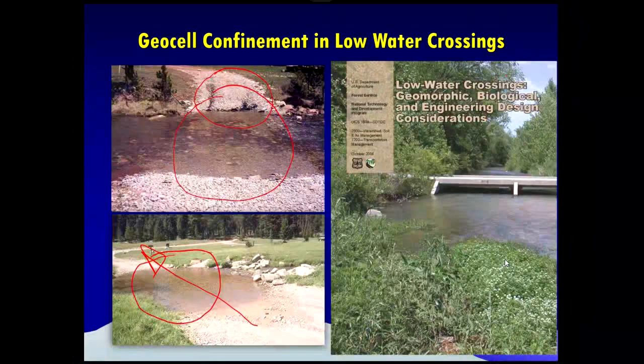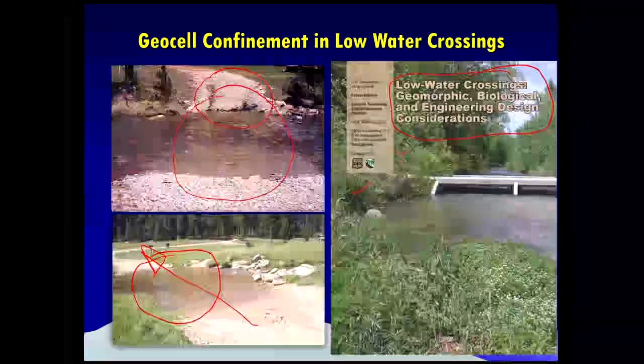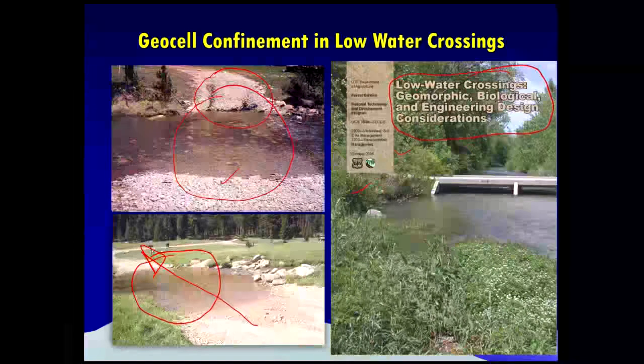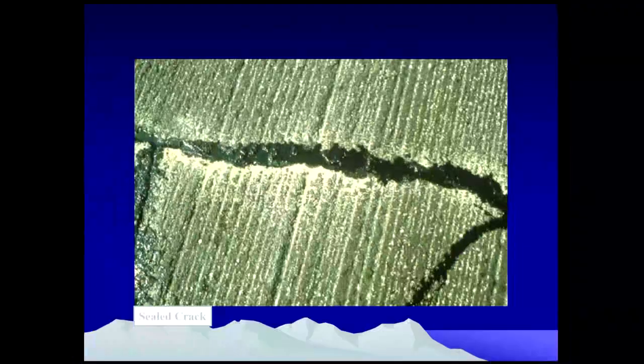This book I'll also share with you: Low Water Crossings, Geomorphology, Engineering, given by the US Forest Department. Mostly these are the guidelines. So they are doing these things, and we know there is also a fencing application being given.